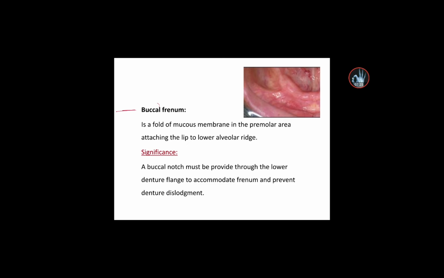اوكي، the buccal frenum. This is the buccal frenum. It is the fold of mucosal membrane in the premolar area attached to the lip to lower alveolar ridge. This is the lip, this is the lower alveolar ridge, and these are the premolar teeth. فهو يعني في هذه المنطقة as it's described in its definition، زي ما وصفت في التعريف حقها.